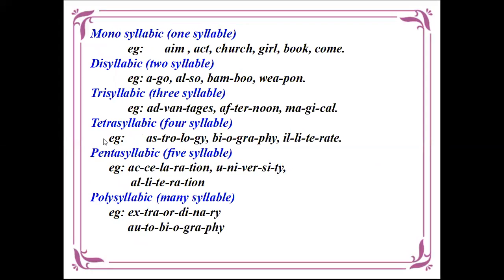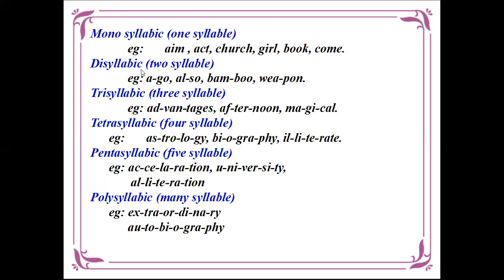So now we can see the types of syllable. How many types of syllable are there? First one is monosyllabic, disyllabic, trisyllabic, tetrasyllabic, pentasyllabic, polysyllabic. Monosyllabic means it has only one syllable. For example, aim, act, church, girl, book, come. So we cannot separate these words because they are monosyllabic words.